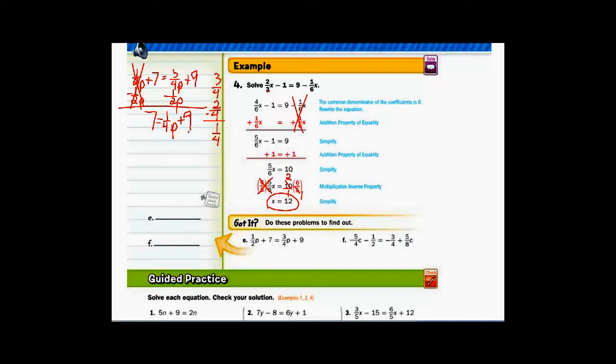All right, so I've got my p all by itself over here. So now I need to get the 9 over here. So it's a positive 9, so I'm going to need to subtract 9 or put a minus 9 right underneath it. That is gone. On the left, I have -2 equals 1/4 p.